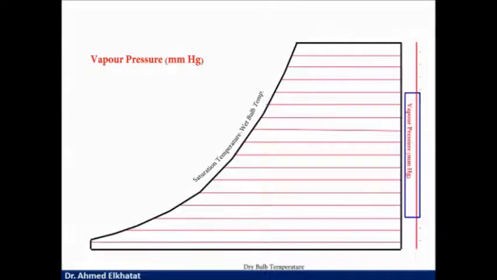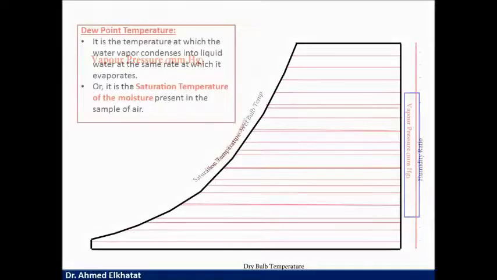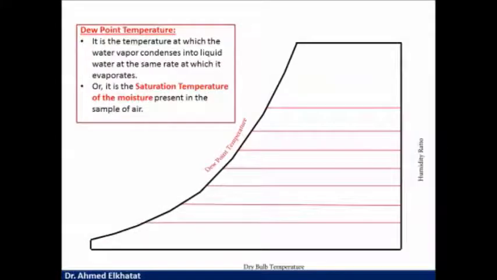Then we have vapor pressure. Vapor pressure has a scale of horizontal lines, and it's a scale outside on the right hand of the psychrometric chart. Most psychrometric charts don't have vapor pressure. Dew point temperature or saturation temperature of the mixture is shown as horizontal lines on the psychrometric chart. Most psychrometric charts don't have dew point curves or lines for dew point temperature or saturation temperature, so you may not find it in most charts.